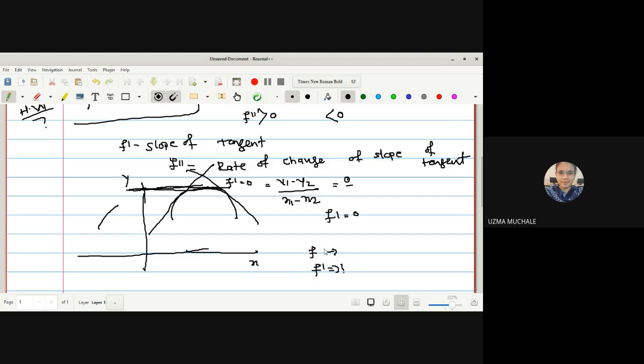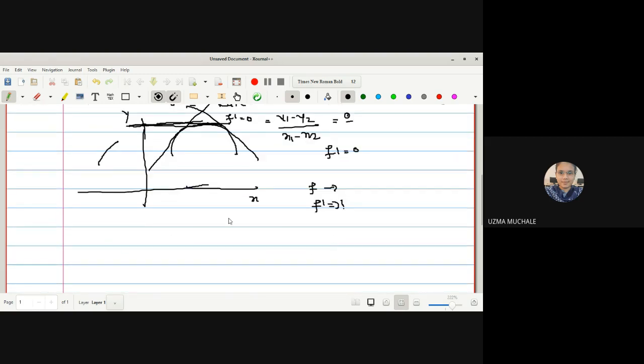Do you know about increasing function? You are not aware of increasing and decreasing function also. Quite dangerous.